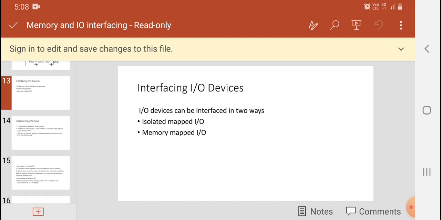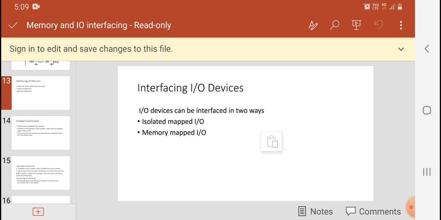Coming to interfacing IO devices, there are two types: one is isolated map and the next is memory mapped. Isolated map means it has a separate mapping configuration. It is not mapped with your memory, it is not going to use the memory of 8086. It is mapped separately along with the IO devices.